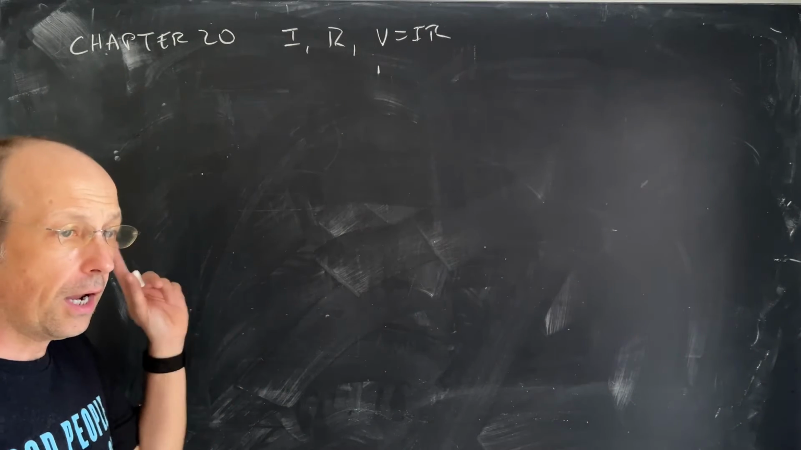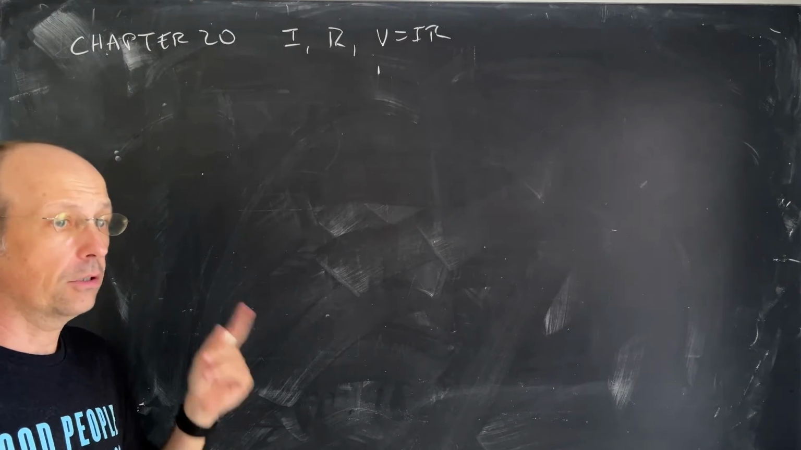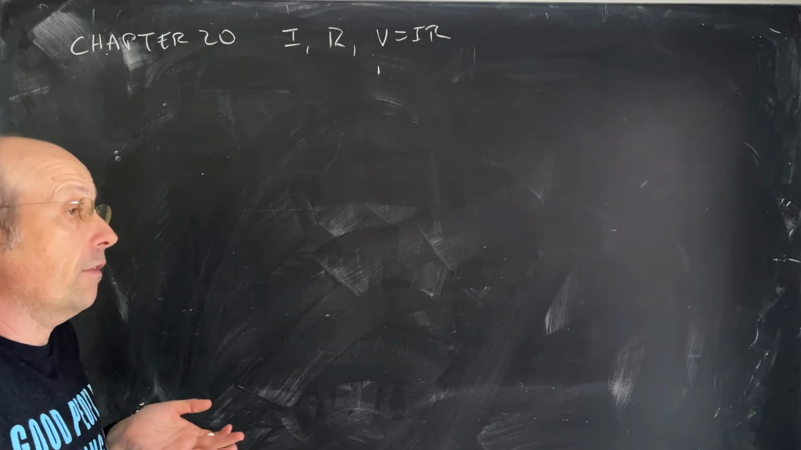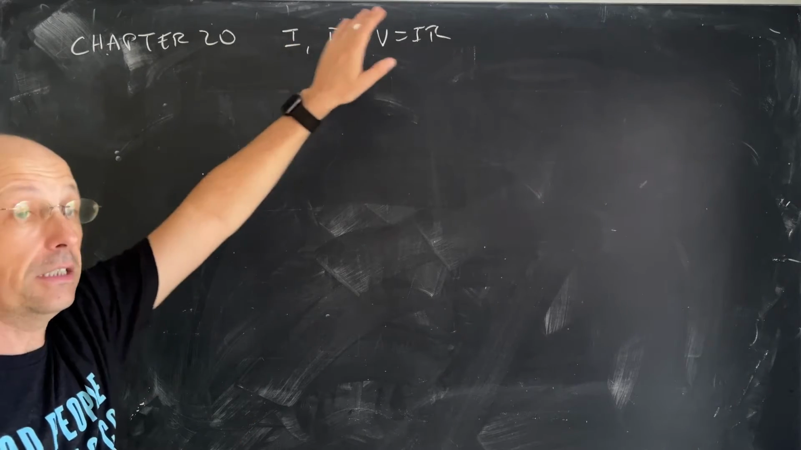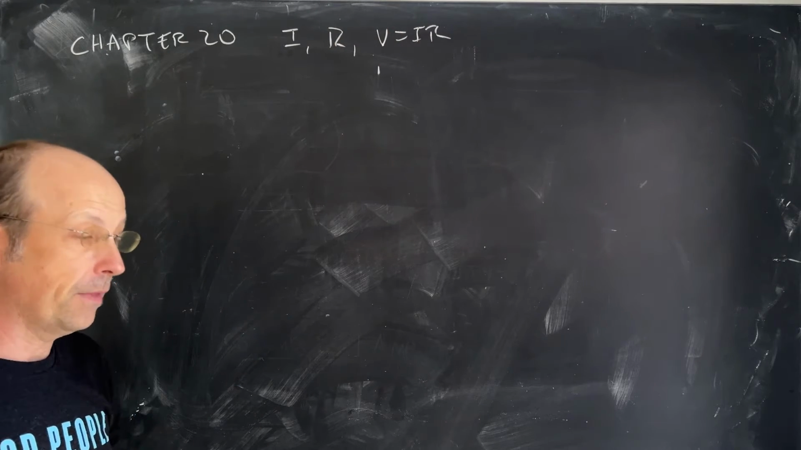Chapter 20, College Physics, OpenStax textbook, chapter summary. Here we go. So the title of this chapter is Current, Resistance, and Ohm's Law. So I put that up there so it's official, so we know that we have to do those things.